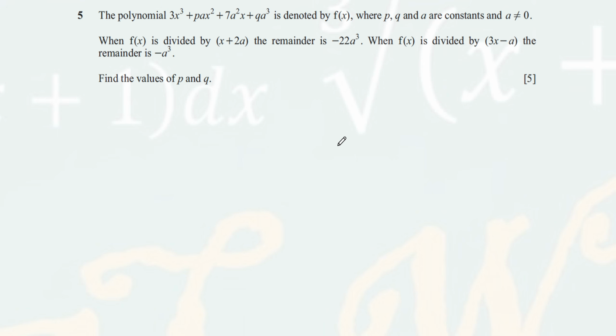Alright, now question number 5. The polynomial, so it is a cubic function, is denoted by p(x), where p, q, a are constants and a is not 0. Now when f(x) is divided by x plus 2a, the remainder is minus 22a cubed. When f(x) is divided by 3x minus a, the remainder is minus a cubed. So both are remainders. So first of all, rewrite your f(x).